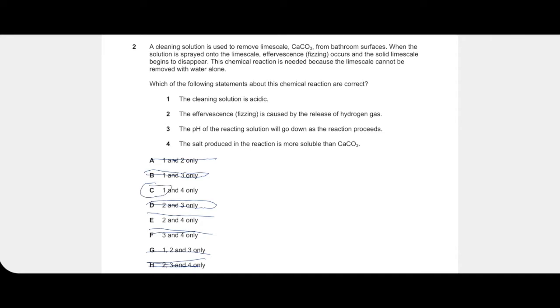I'll still go through number 4. Statement number 4, the salt produced in the reaction is more soluble than CaCO3. That is correct, and you could just read that because it says the solid limescale begins to disappear. So therefore you could assume it's more soluble. And that's question number 2 completed.